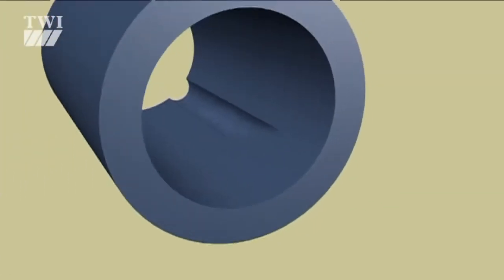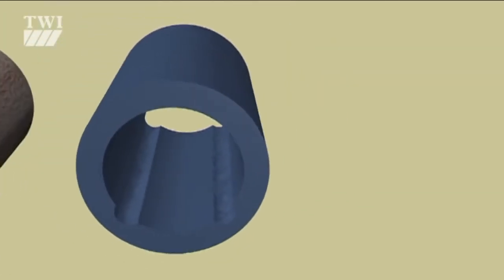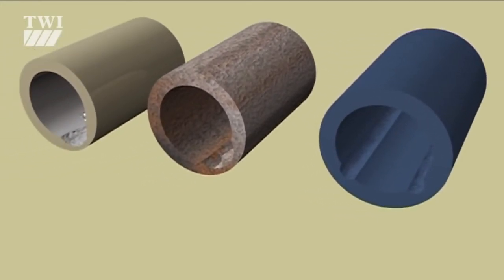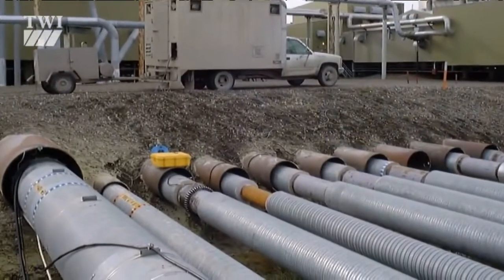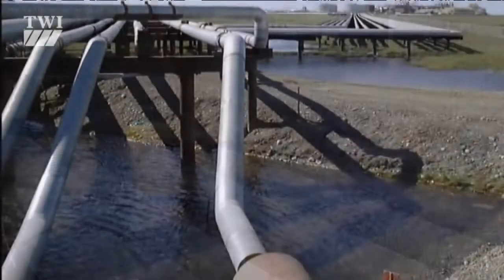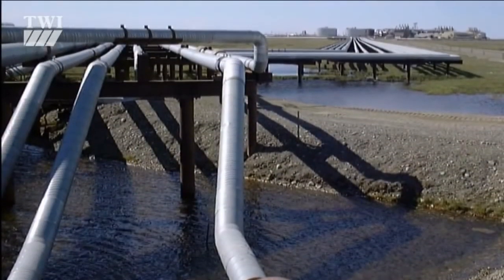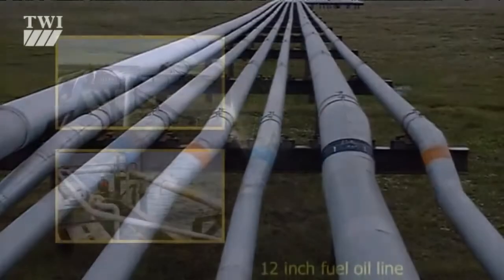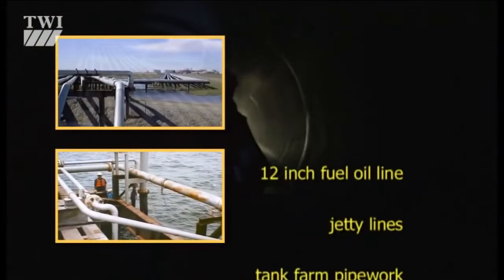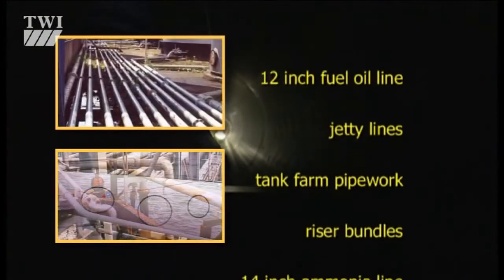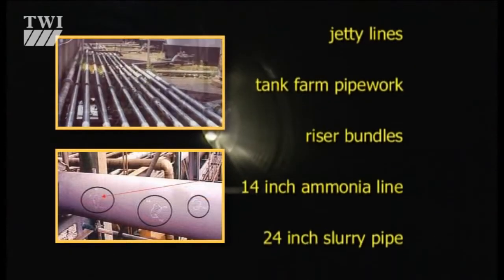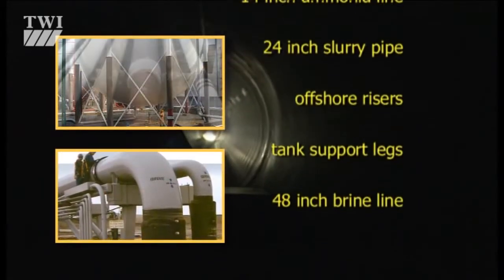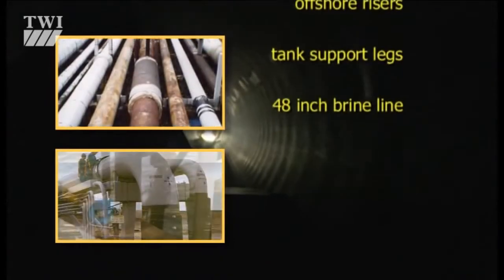It's used specifically to find both internal and external corrosion, and also erosion in thermally insulated, coated and buried pipework, corrosion under pipe supports, and hidden welded joints. So it finds its niche in petrochemical process pipework, oil and gas transmission lines, gas manifolds, offshore risers, jetty lines and power station boiler tubes.